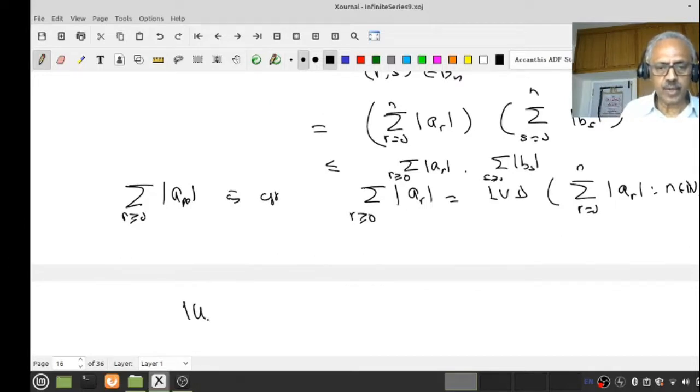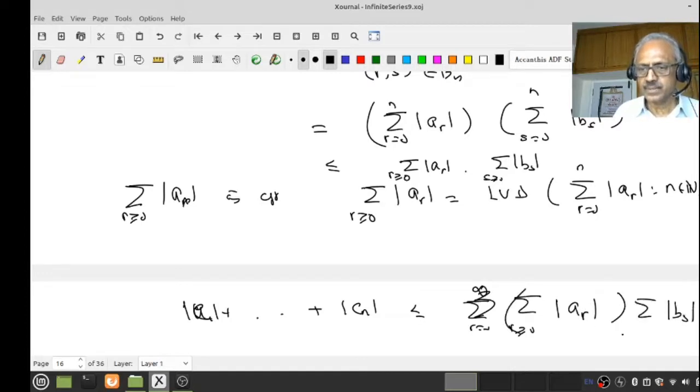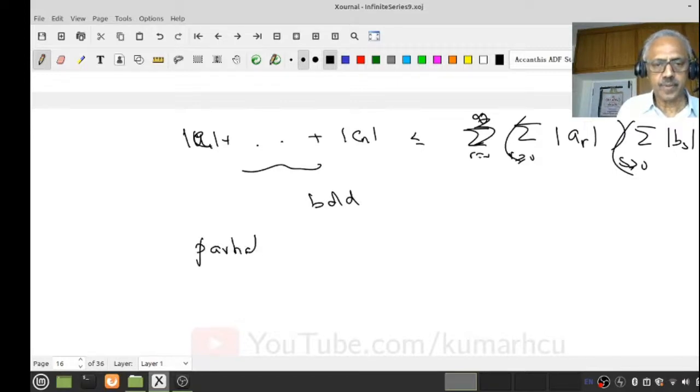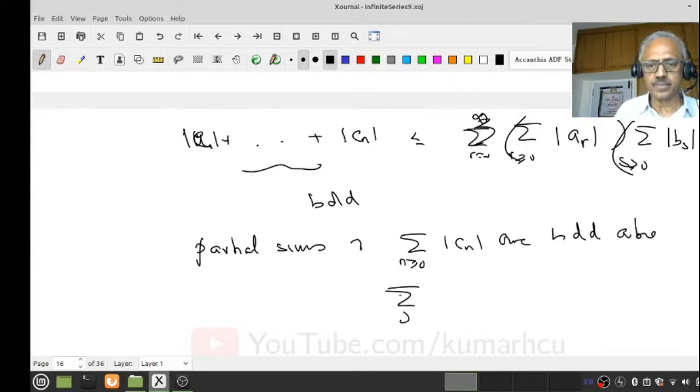Therefore, what do you think I have proved? I have proved that mod c1 plus and so on up to mod cn is less than or equal to the summation of mod ar, r equal to 0 to infinity, times the summation of mod bs, s greater than or equal to 0. Okay, these are two finite positive numbers. Therefore, this is bounded above. Okay, the partial sums of the summation of mod cn are bounded above. By what number? By this number.